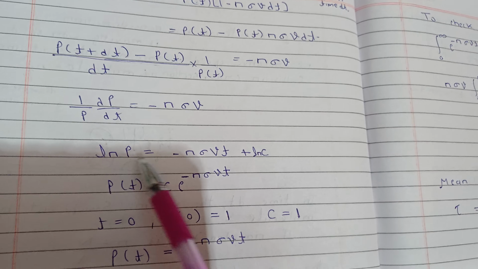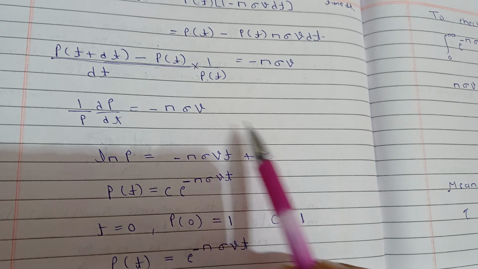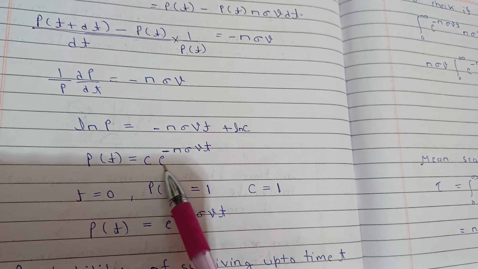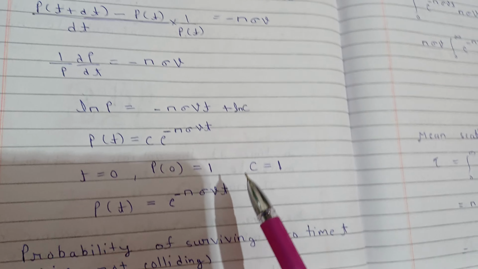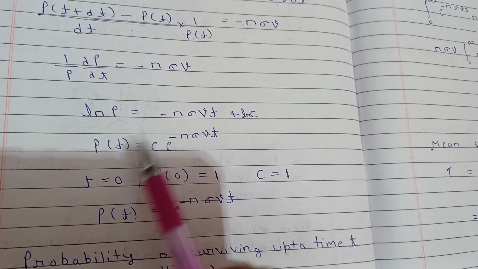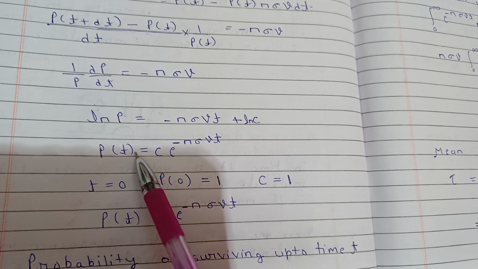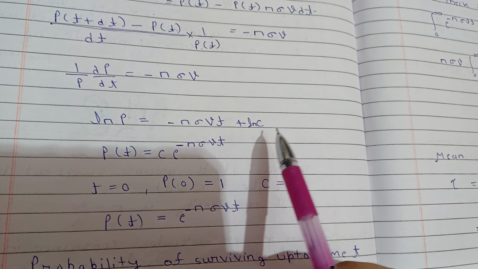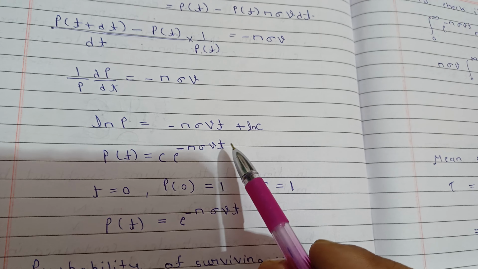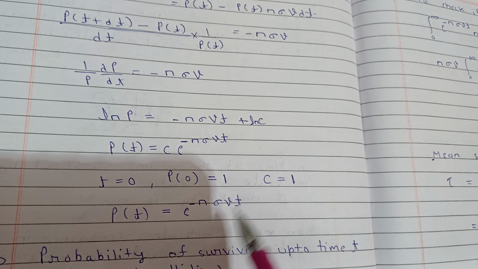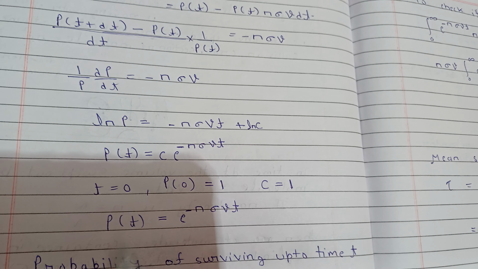It will be log P equals minus n sigma v t, and this will give you some constant, log c. From here you can see that P(t) will be equal to c times exponential of minus n sigma v t. So this is your probability that the particle will not collide in t time. At t equal to 0 there will be maximum probability that it will not collide, meaning initially it won't collide. So at t equal to 0, P(0) must be 1, and c we can find from here to be 1.